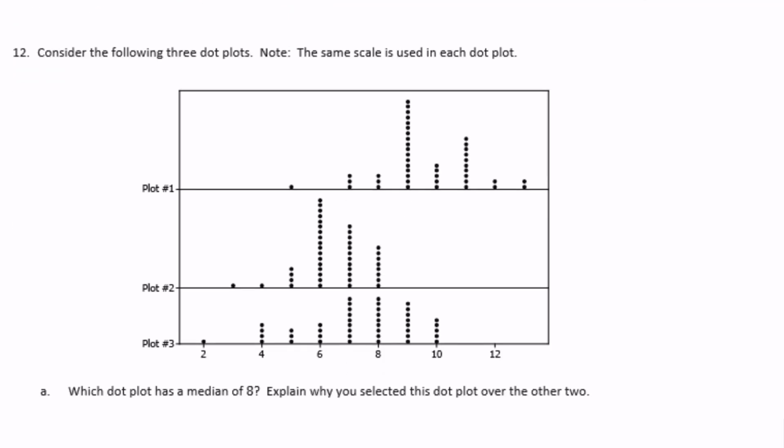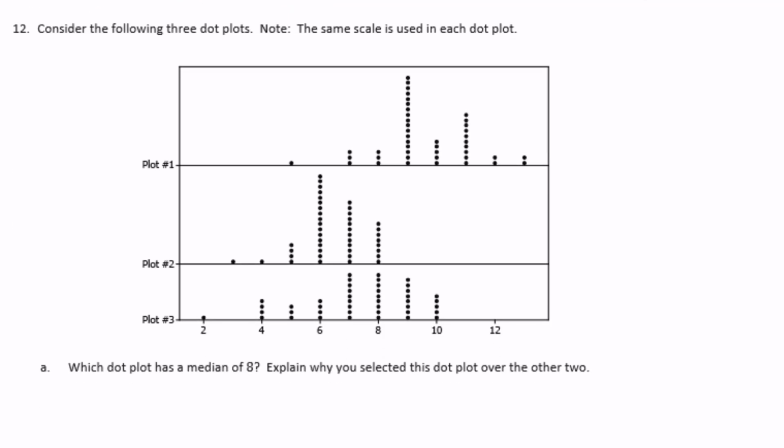Okay. Number 12, consider the following 3 dot plots. The same scale is used in each dot plot. Okay, so 3 different plots. We have the same scale, 2, 4, 6, so we're counting by 2s. Which dot plot has a median of 8? Explain why you selected this dot plot over the other 2.